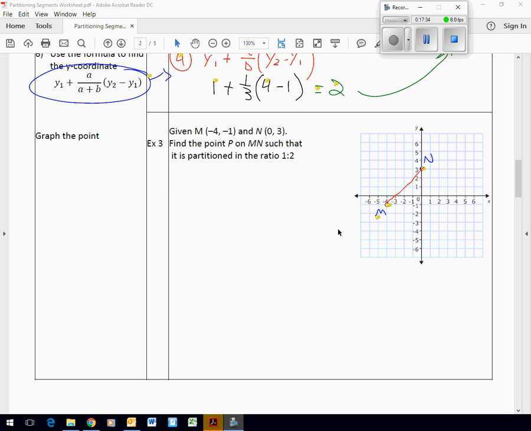So I just graphed these, M and N. M is at -4, -1. N is at 0, 3. So the first thing we do, you should be getting this down by now, is graph.